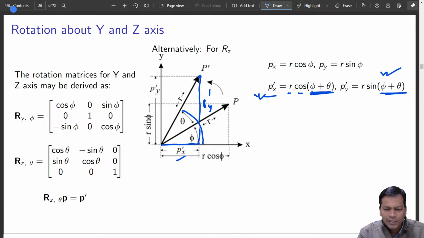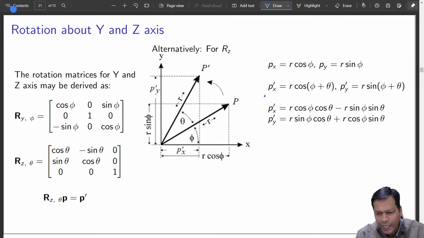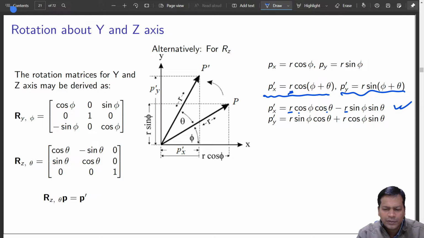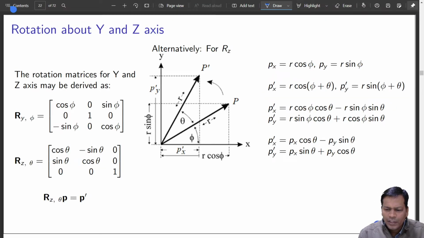Let me see, is there any transformation that brings this point from here to here? Let me see if I can derive it. So I'll just expand this using a trigonometrical identity, that is cos of theta plus phi. So cos A cos B minus sin A sin B. So you just multiply with the magnitude r which is sitting outside. So this is there. Similarly py, this is the expansion of the sin A identity. So you get this. Now I'll substitute px equal to r cos phi. So I will substitute this here.